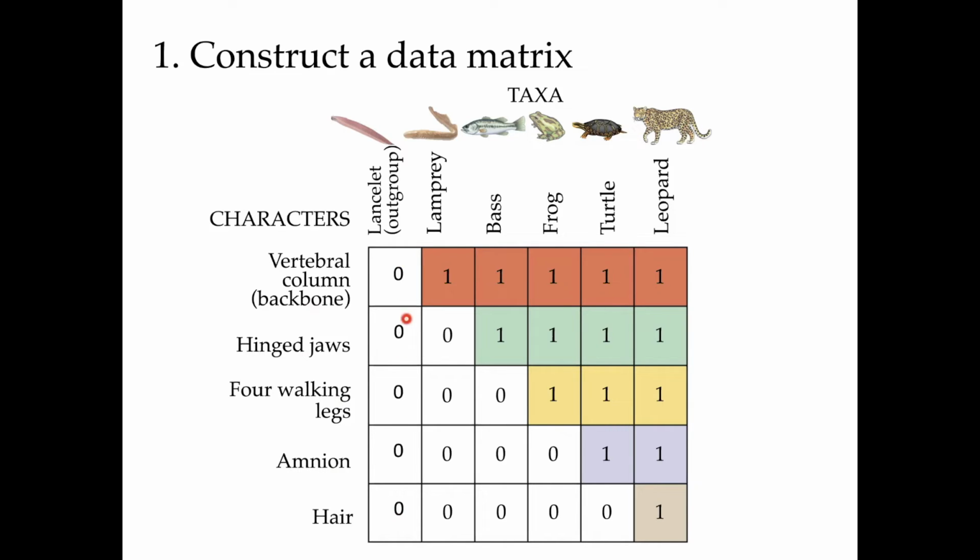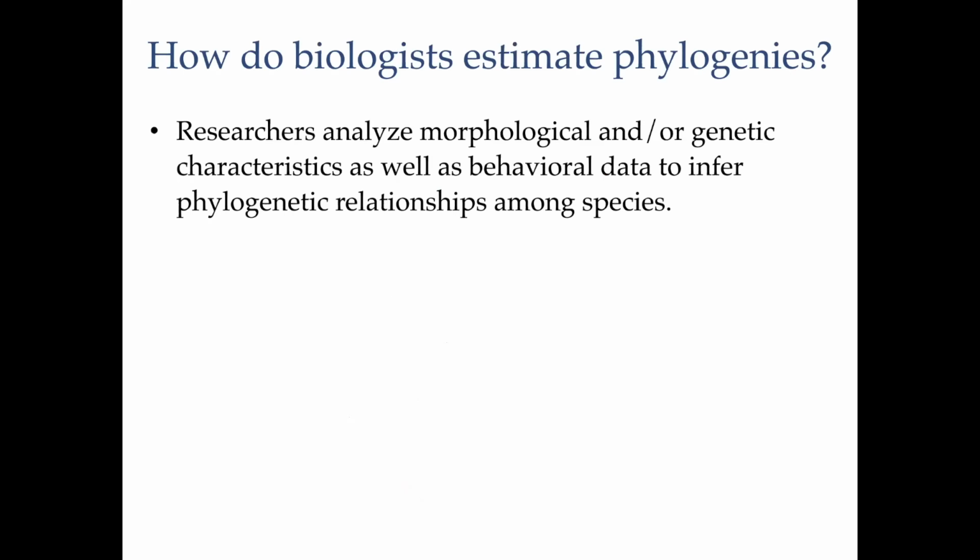This is going to be really useful because we know that all these traits are going to be derived and not ancestral, because they are not present in our root, and they are not present in the outgroup here. Now, how can we move from having this data matrix to an actual phylogeny?